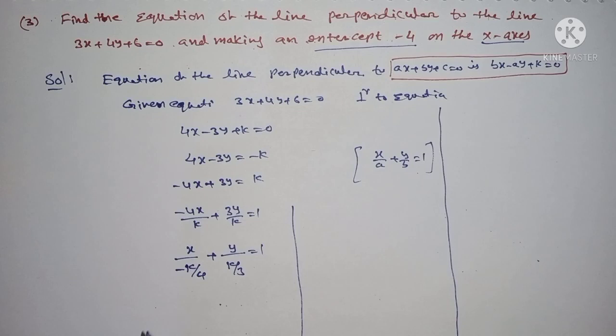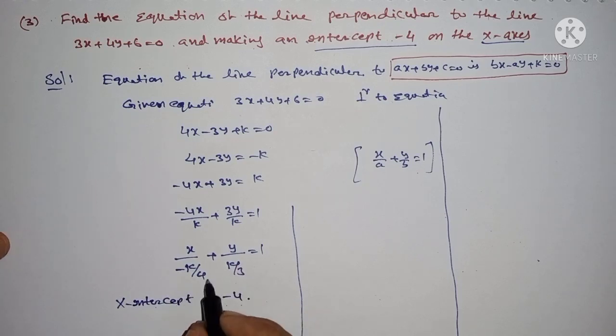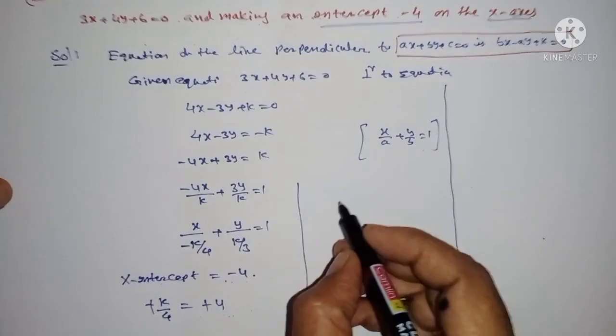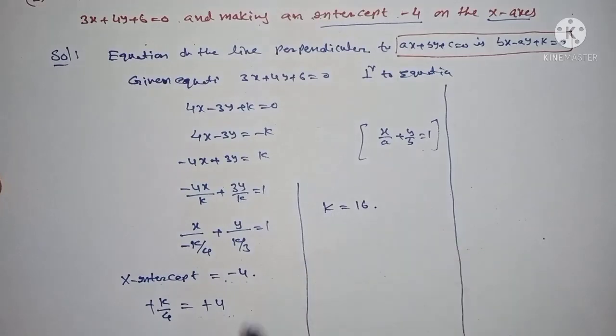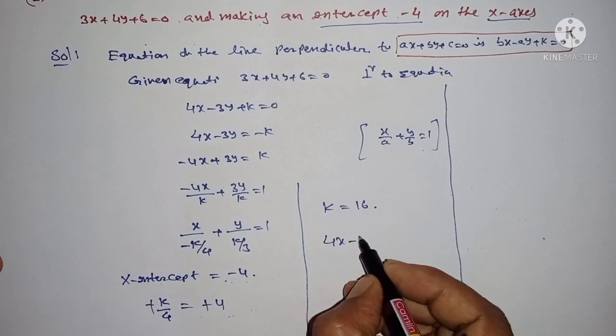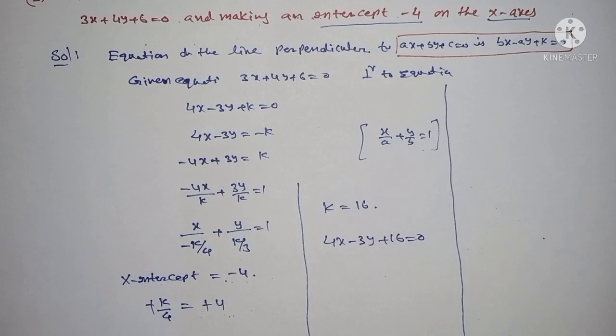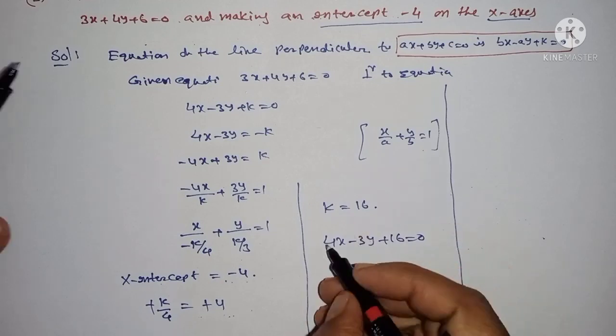And what is given here? The x-intercept is given as minus 4. In the problem, the intercept is minus k by 4. Minus k by 4 is equal to minus 4. The minuses cancel, therefore k is equal to 16. Substitute k. What is the answer here? 4x minus 3y plus 16 is equal to 0. This is our required equation, perpendicular to the given line.